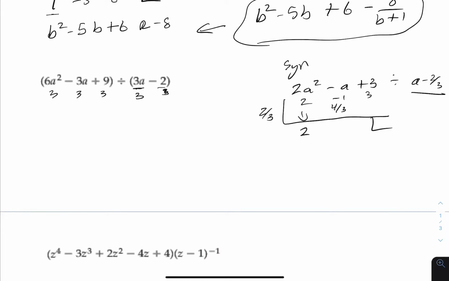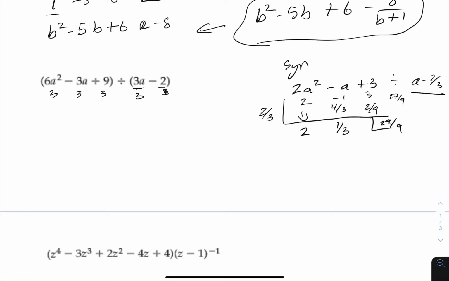That's going to be ugly. Minus 1/3 is 1/3. Multiply across, I get 2/9. Plus 3. 3 would be 27 over 9, which would be 29 over 9. Oh, that's ugly.